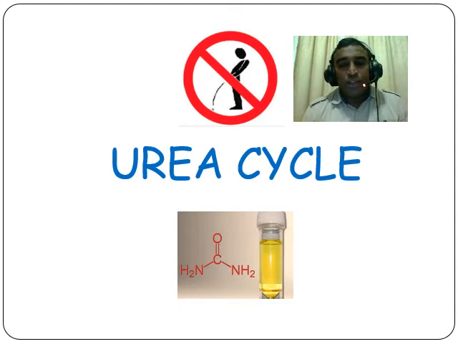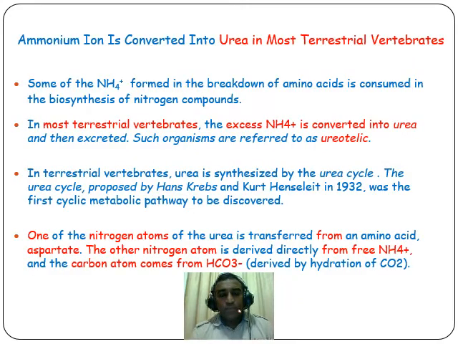Next, we look at the urea cycle, which will be described in the few slides to come. Urea is made up of one amino group contributed by the free ammonium, the other amino group contributed by the amino acid aspartate, while the carbon is given by the bicarbonate ion. So that is the structure of urea as shown in the slide before this.